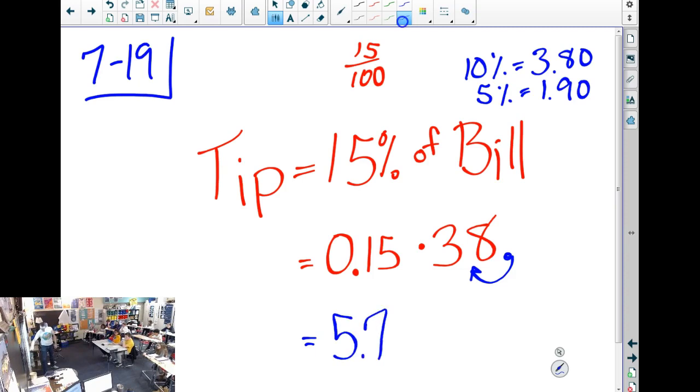5.7. So we're leaving $5.70. Honestly, we'll probably just leave $6 and leave a little bit extra, because humans don't like just... This is why we scale quantities.